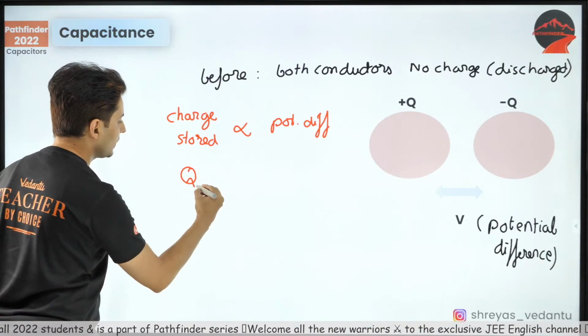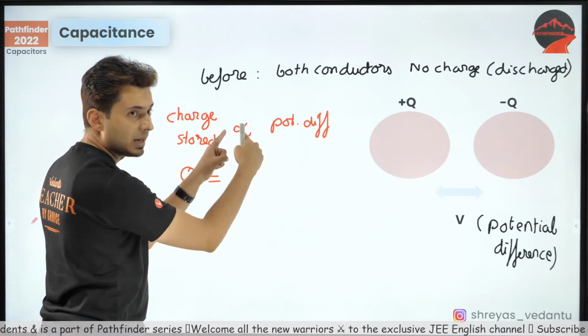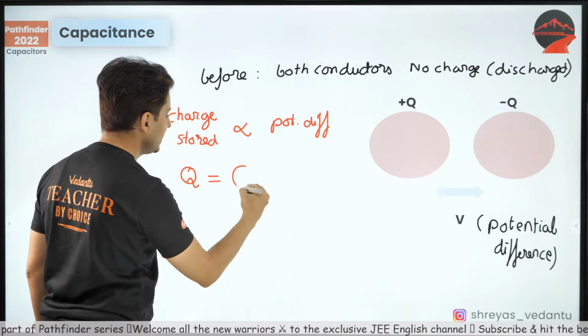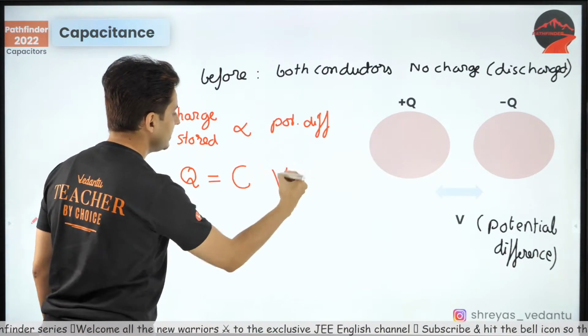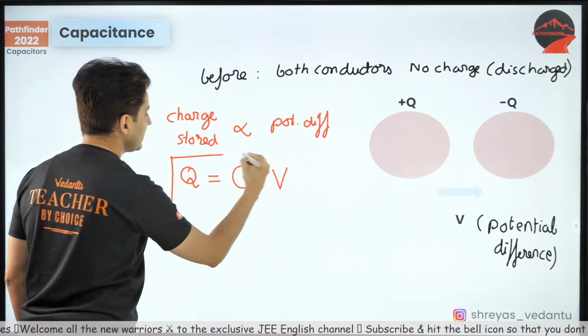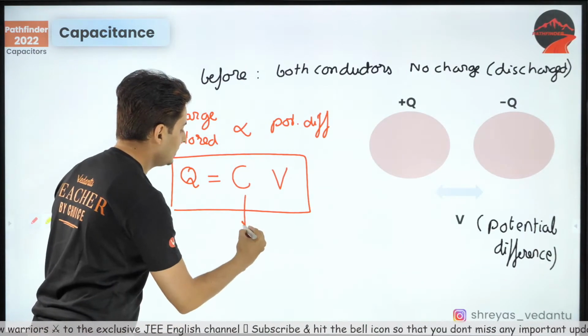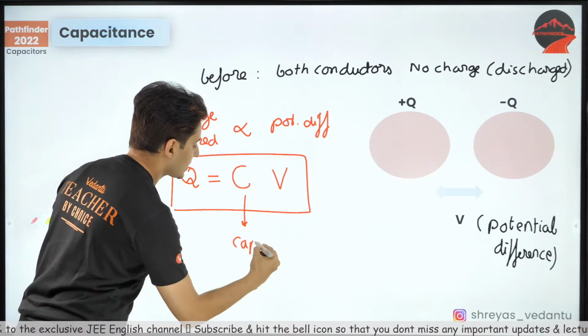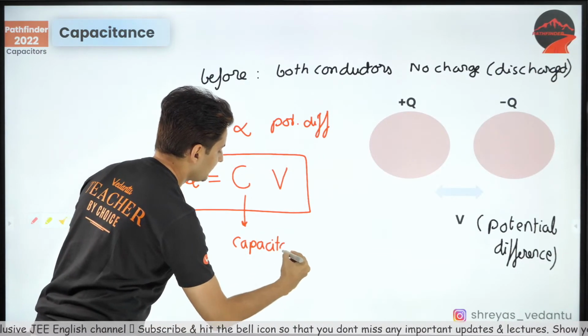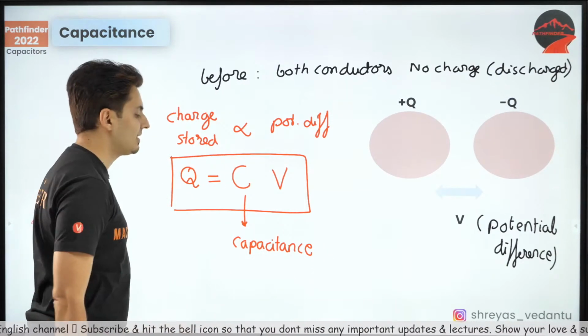So the value of Q is, replace this proportionality with a constant. That constant is C. This is the voltage difference. This becomes a very important equation, Q equals C V. This constant of proportionality itself is called the capacitance. This is called the capacitance.